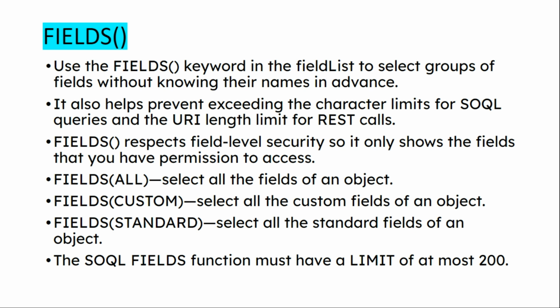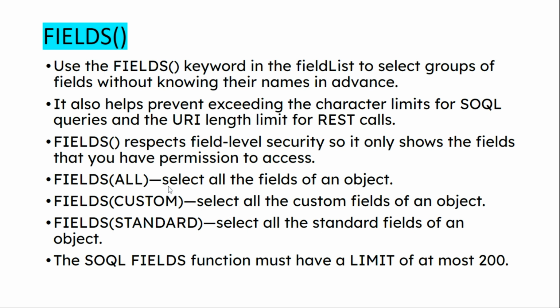The FIELDS function accepts a value. It has three values: ALL, CUSTOM, and STANDARD. We have to pass one value. If you pass ALL to the FIELDS function, it selects all the fields of an object. If you pass CUSTOM, it selects all the custom fields of an object. If you pass STANDARD, it is going to fetch all the standard field information from an object.